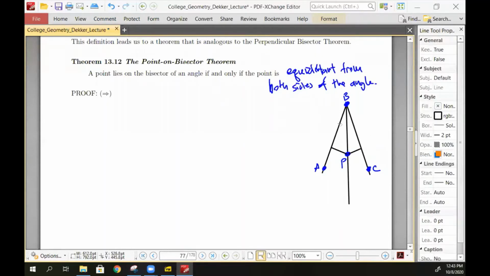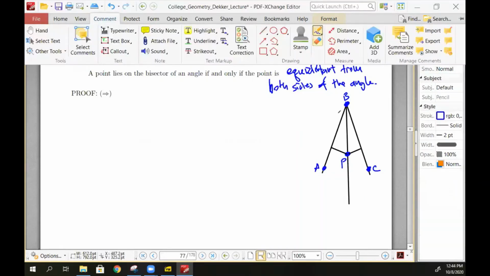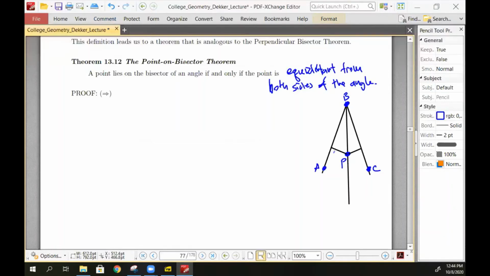Those look like they could be about right. And of course, these are both right angles. Excellent. So this is the image that we want to use in our proof.